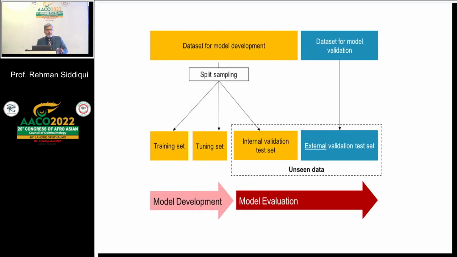So how is the model developed? Once you have a dataset, say a dataset of cats or dogs, you have to divide it into three sections: one is the training section, one is the tuning section, and then internal validation. And then you take the data to images that the model has never seen.